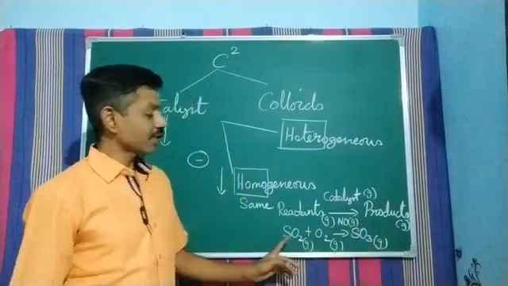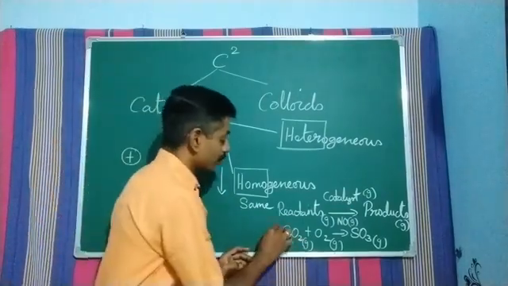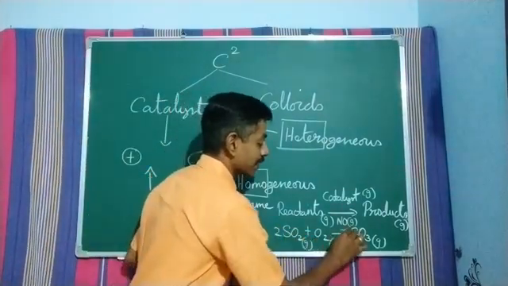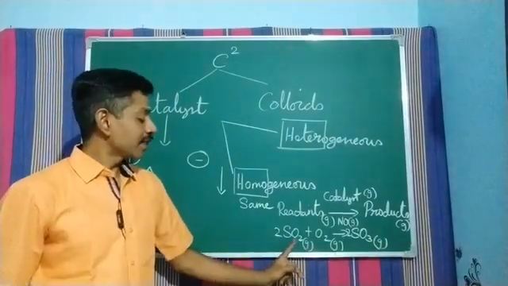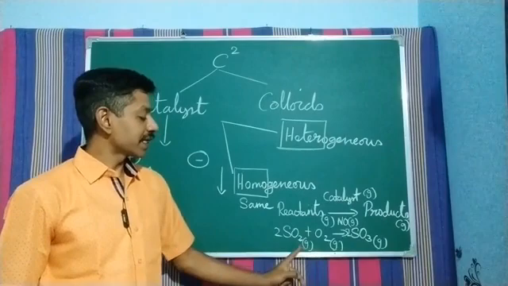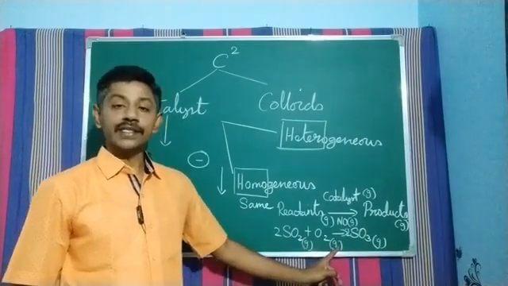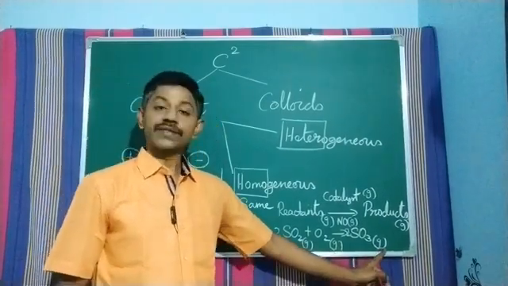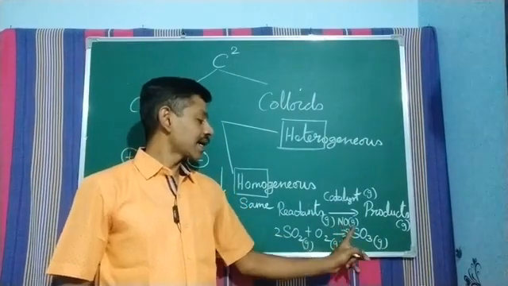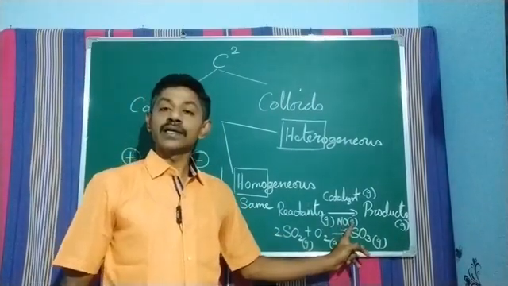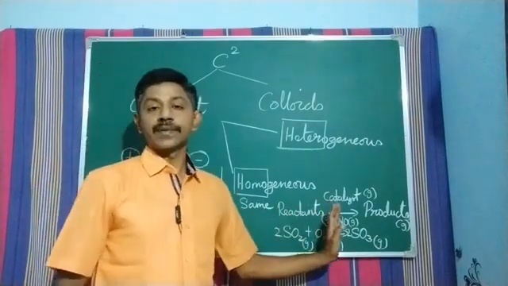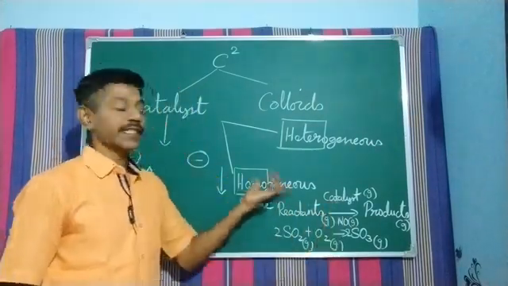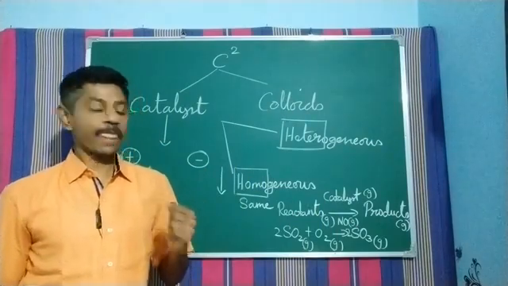Now if you closely watch this example, 2SO2 plus O2 gives 2SO3, where sulfur dioxide and oxygen, the reactants, are in gaseous phase. The product is also in gaseous phase, and the catalyst added, nitric oxide, is also in gaseous phase. So this is the explanation for a homogeneous catalysis reaction.